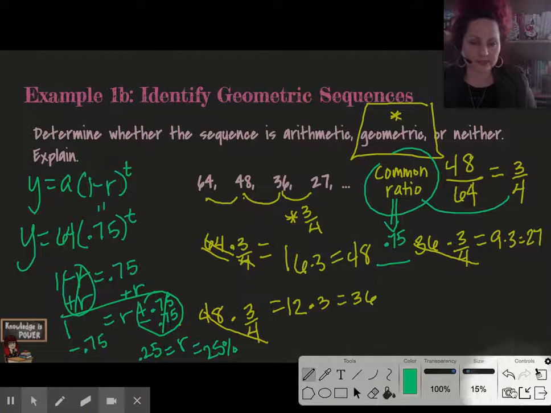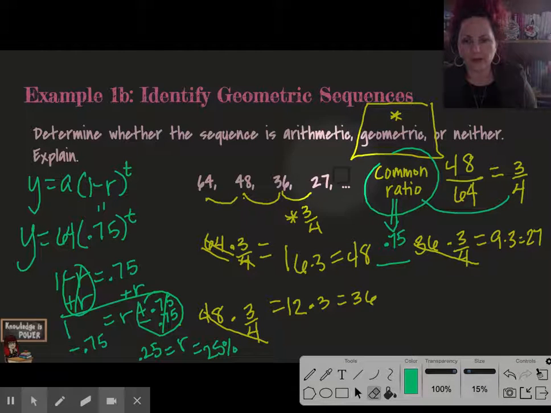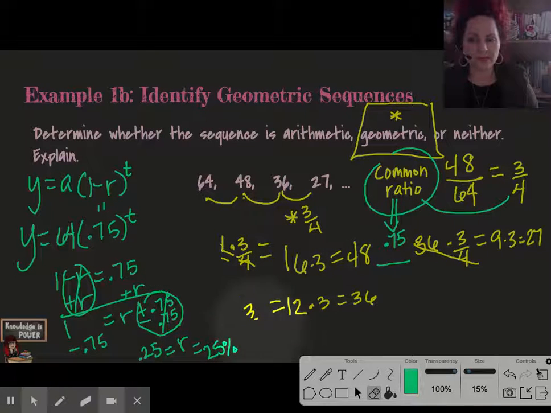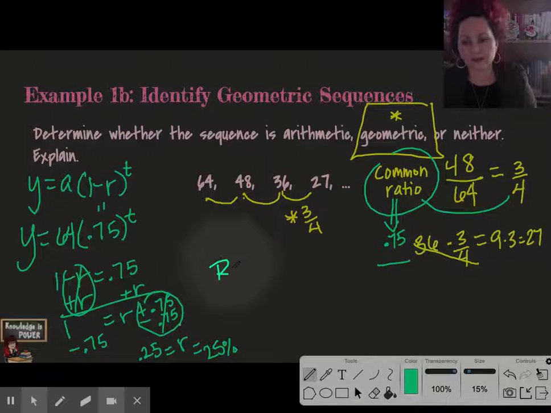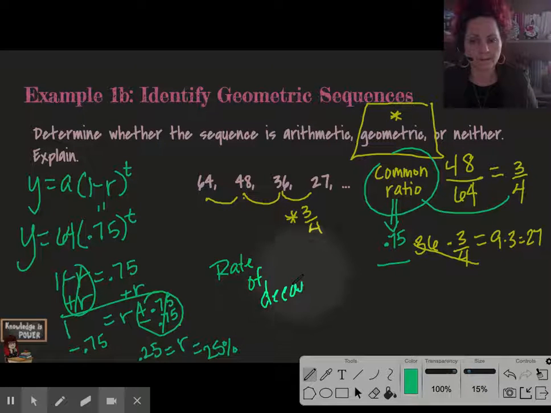So I think that's an interesting thing to put together, right? Because we know we have a common ratio. We're multiplying every single time by 0.75. But we need to keep in mind that if they're telling us that the rate of decay is 0.25, then they're basically saying the same thing. A common ratio of 0.75 means that we have a rate of decay of 25%.